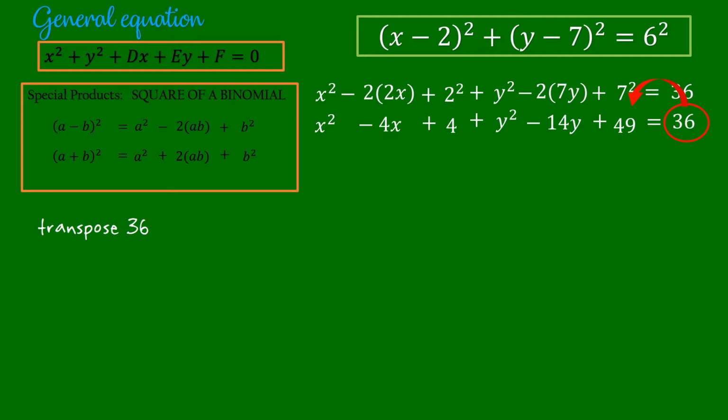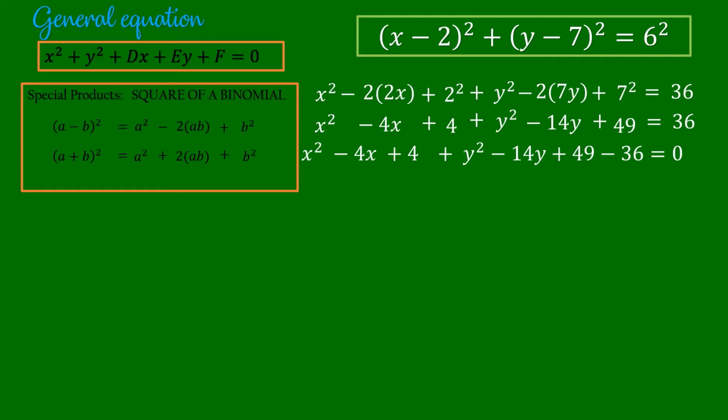Next is to transpose 36. We have to transpose 36, so the equation becomes x squared minus 4x plus 4 plus y squared minus 14y plus 49 minus 36 equals 0. Remember, when we transpose a certain quantity, the sign changes. From 36, it becomes negative 36.